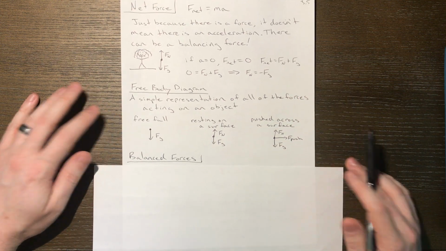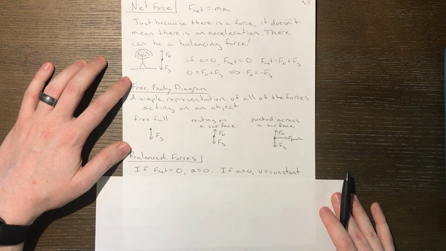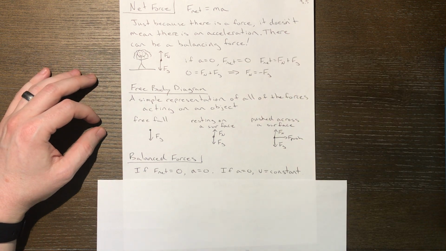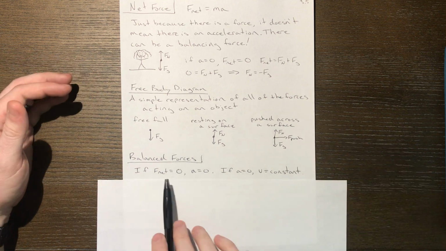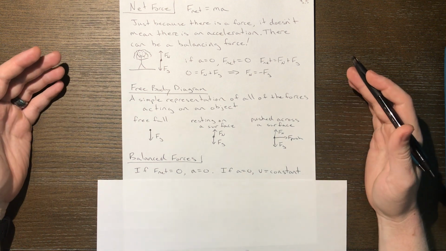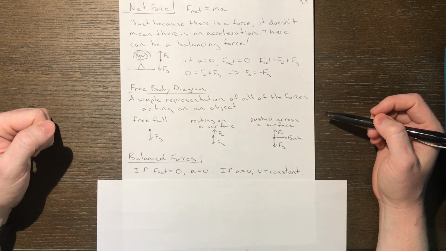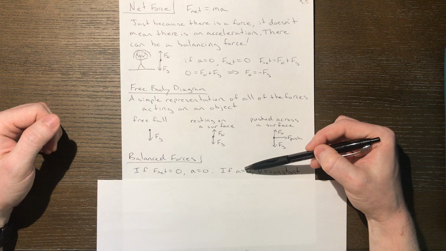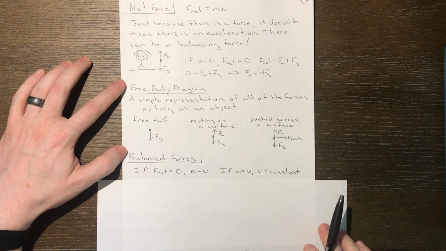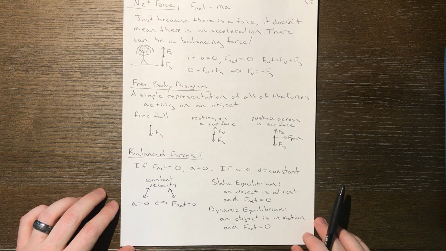So let's talk a little bit more about balanced forces. Like earlier we saw that the acceleration was 0, so the net force must be 0. It goes the other way around too. If you look at your free body diagram and you see that the force is balanced, that means that F net is 0. And if F net is 0, then the acceleration must be 0. And we can actually take that a step further. If the acceleration is 0, that means the velocity does not change, or that the velocity is constant.